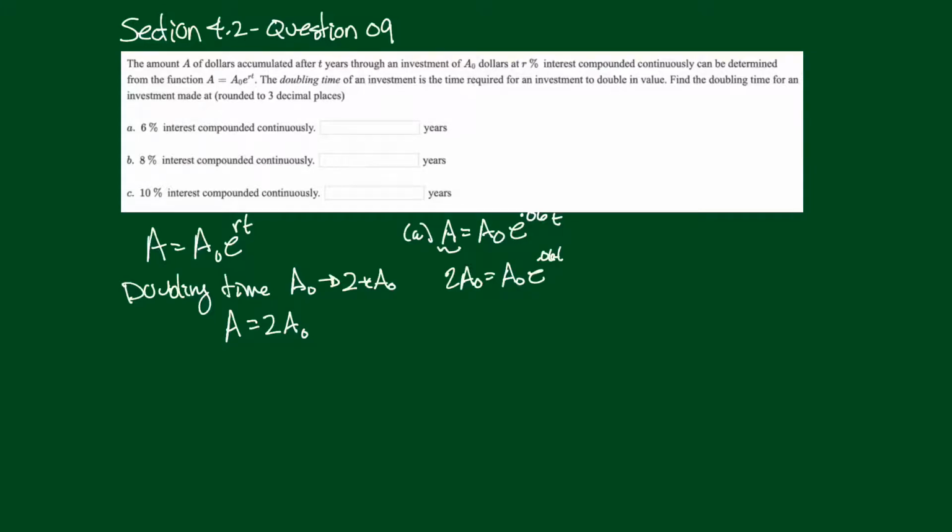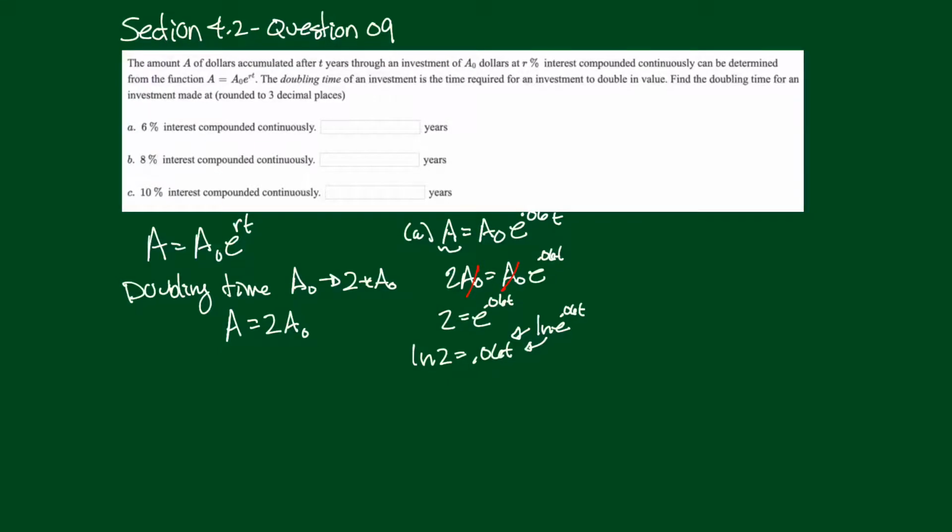I'm going to divide both sides by A naught, so those will divide out. And I get 2 is equal to e to the 0.06 t. Take natural logs. Natural log of 2 is equal to 0.06 t. This is the natural log of e to the 0.06 t, which is just that number, right? The natural log and e undo each other. So I'll get ln2 divided by 0.06, that's equal to t. And we're asked to round this to 3 decimal places, so I'm getting 11.552 years.